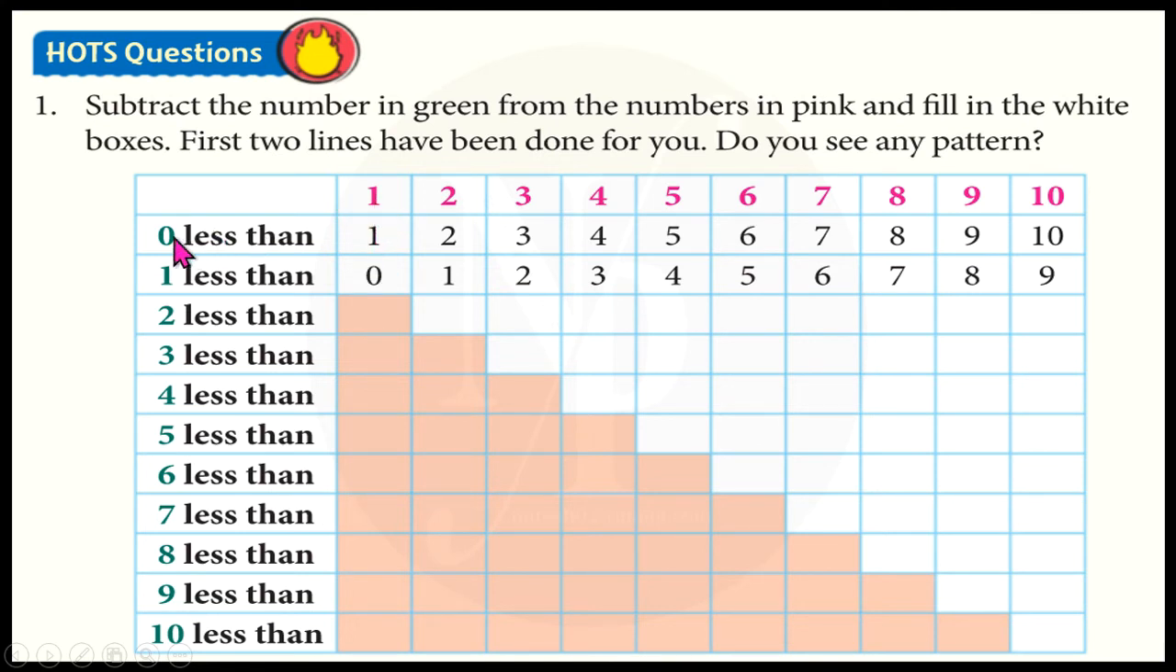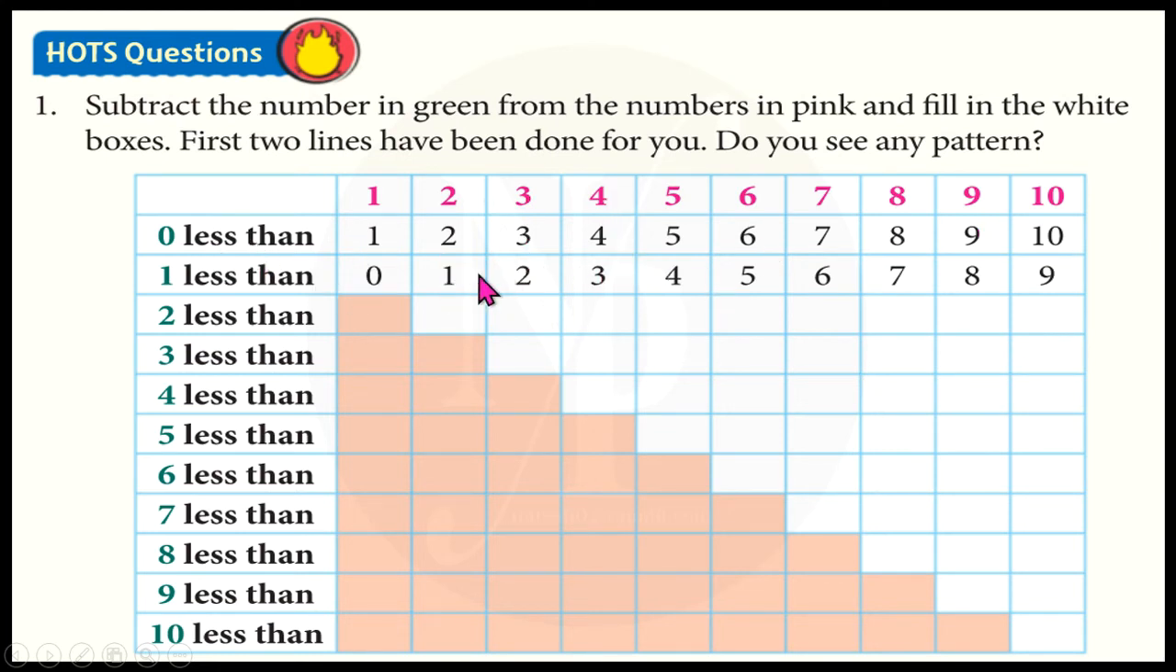So we have to subtract 0. 0 less than 1 is 1. That is, subtracting 0 from 1 we get 1. And 0 less than 2 is 2. 0 less than 3 is 3. 0 less than 4 is 4, and so on.